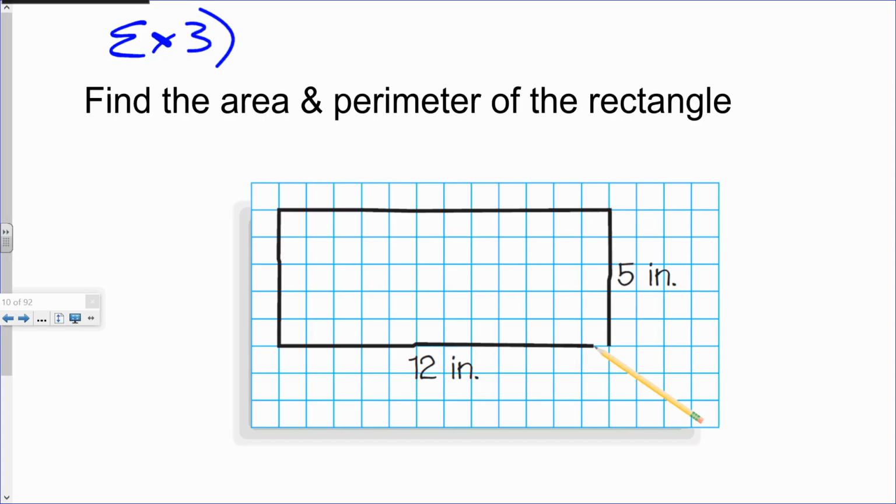Example 3 says find area and perimeter of the rectangle. Go ahead and draw the rectangle that you see on the board on your own graph paper. If you need more graph paper, let me know. I got plenty. Does anybody need some graph paper? Good. Go ahead and copy this down.